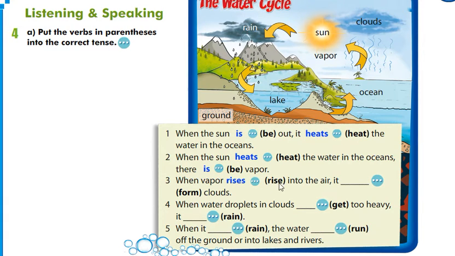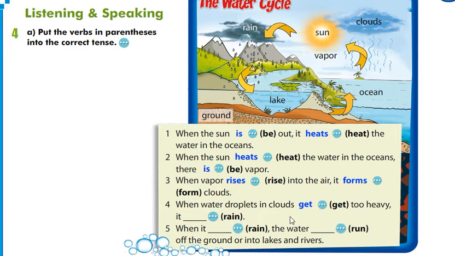When vapor rises, look at these verbs. These verbs are important to express the water cycle. Into the air, it forms clouds. When water droplets in clouds, here, should we use get or gets? Thinking about your answer, we have clouds. So is it correct to say clouds gets or clouds get? Well, if you thought it was get, that's correct. But if you thought it was gets, it's not correct because this is a plural: clouds, clouds, clouds.